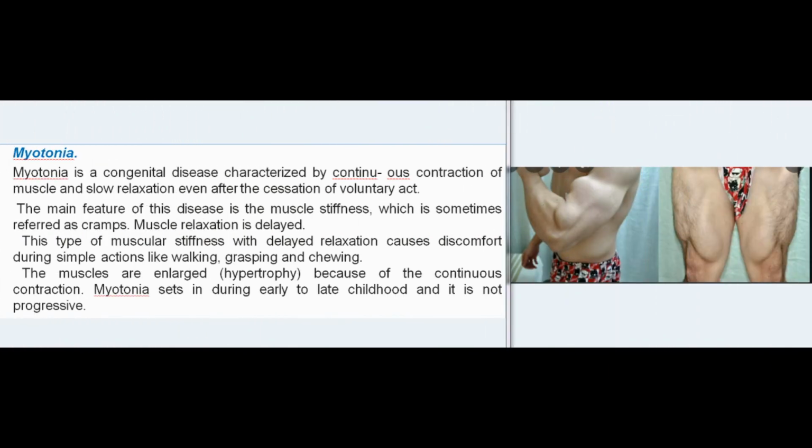Myotonia. Myotonia is a congenital disease characterized by continuous contraction of muscle and slow relaxation even after the cessation of voluntary act. The main feature of this disease is the muscle stiffness, which is sometimes referred to as cramps. Muscle relaxation is delayed. This type of muscular stiffness with delayed relaxation causes discomfort during simple actions like walking, grasping and chewing. The muscles are enlarged, hypertrophy, because of the continuous contraction. Myotonia sets in during early to late childhood and it is not progressive.